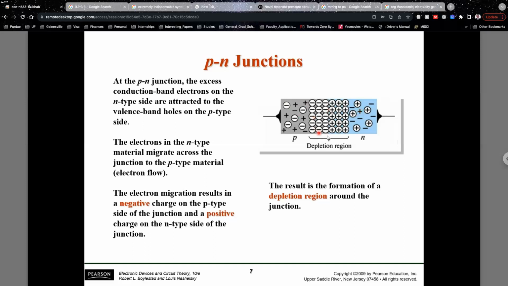And in the middle, it'll create this depletion region, because the positively charged atoms will repel the holes towards the left, and the negatively charged atoms on the P side will repel the electrons further towards the right. So in the middle, you'll not have any majority carrier present. And that's why it's called a depletion region.